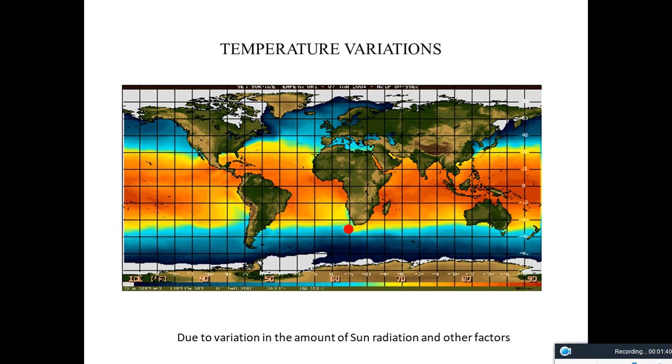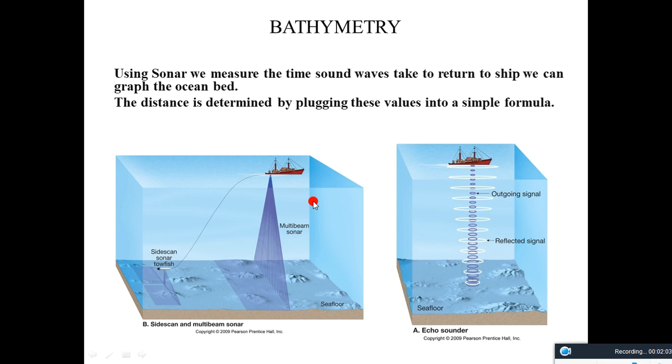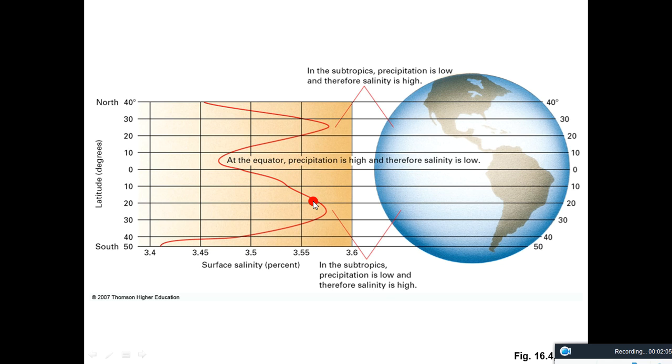And then there are various temperature variations also within the ocean. Now these are said to be due to variation in the amount of the sun radiation, and there are various other factors also. In this figure you can easily see that the red color is showing an increase of the temperature towards the equator, and away from the equator there is a decrease of the temperature in the oceans also.